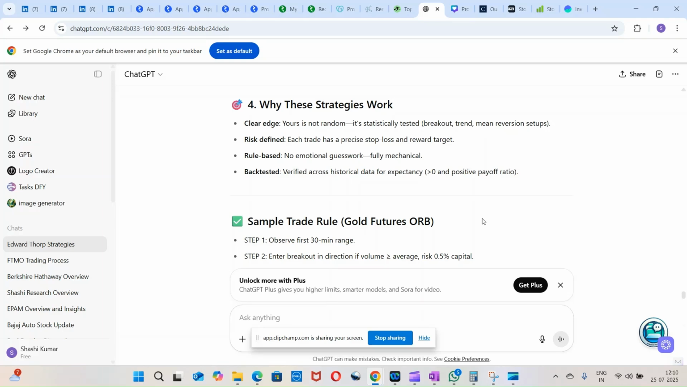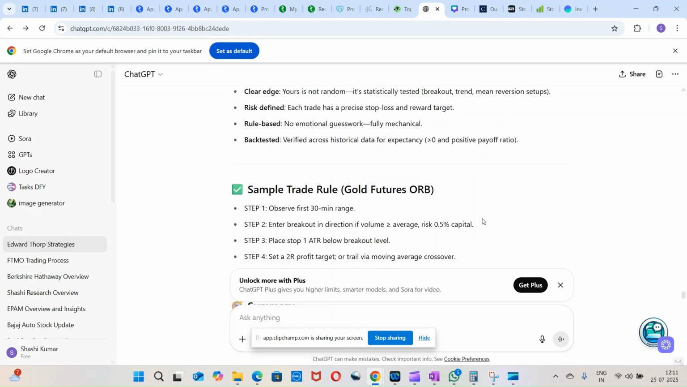Rule based, it's all rules you will follow. There are no emotions driving the decisions. It's fully mechanical. You can automate those strategies also, then the algo will do that automatically. And these are backtested, verified across historical data, and their expectancy is greater than zero. They have a positive payoff ratio. That's why these strategies will work.